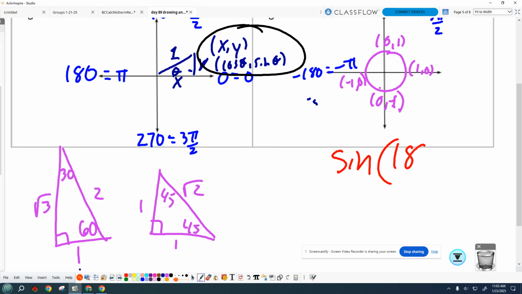Isaac, 90, 180, 270, pick one of them. 180. Okay, sine of 180. Jack, here's a question: what's the reference angle of 180? 0. So is that in one of these triangles? No. So I'm going to look at this guy, and I'm going to face 180. Here at x, y, cosine, sine. Which one, sine is the x value or the y value? So what is the y value when I'm facing 180? So sine of 180? 0.